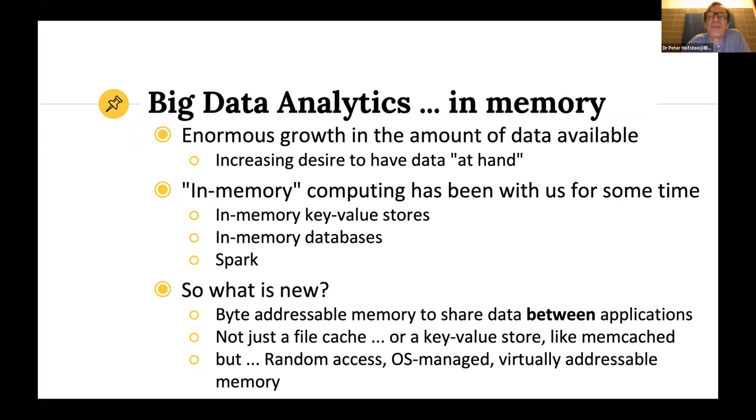Big data frameworks have also moved from being kind of storage and disk formats centric, like Hadoop with HDFS, to formats that are more memory centric, like Spark with the RDDs. So this is not entirely new. But there are some things that are novel. What we are pursuing here is actually byte addressable memory that can be shared between applications, and where you can pass pointers around a collection of systems, not just within a single OS image. And the memory here is not just a cache for a file system or a key value store. It's actually random access OS managed virtually addressable memory.